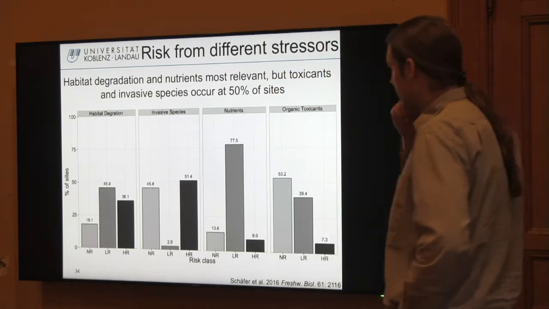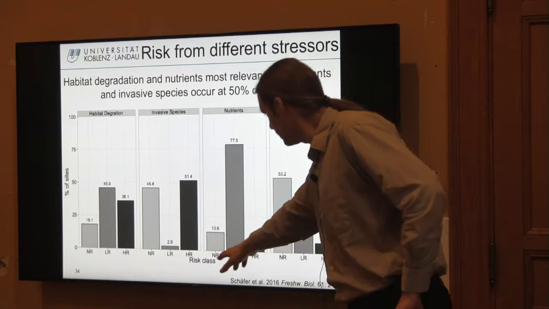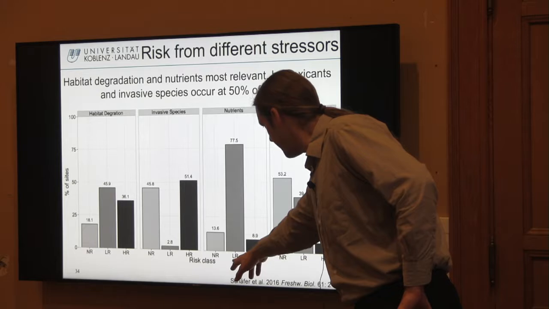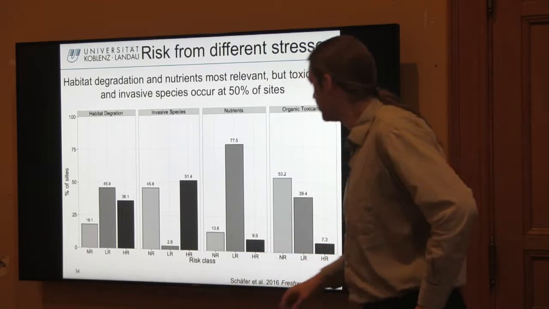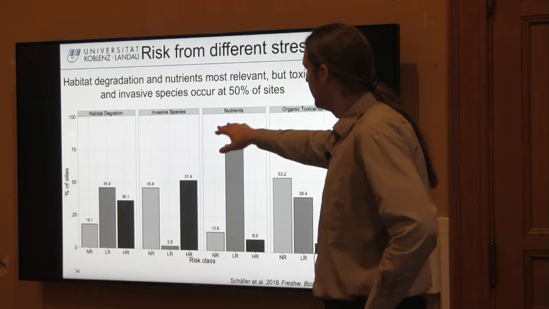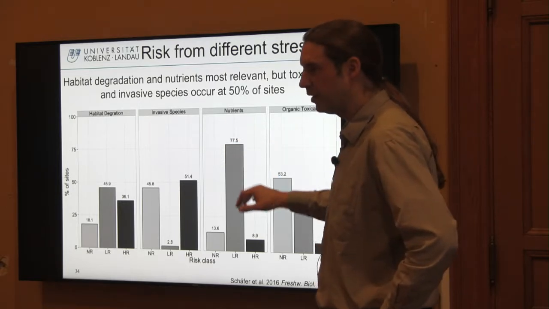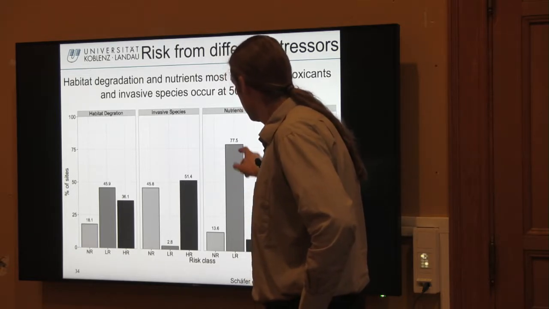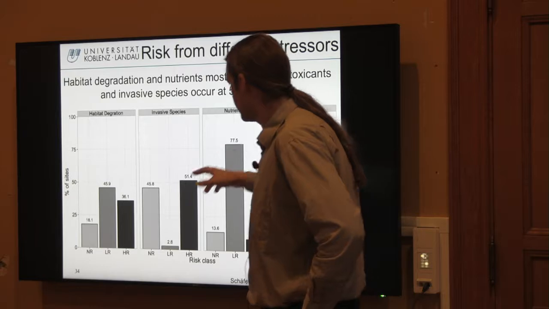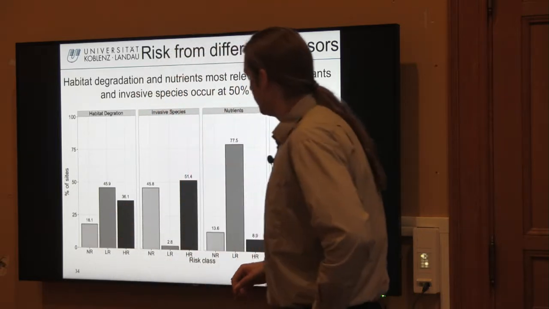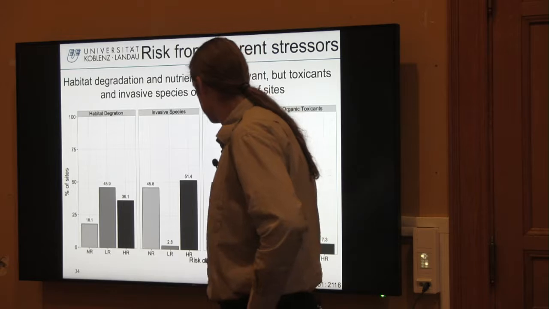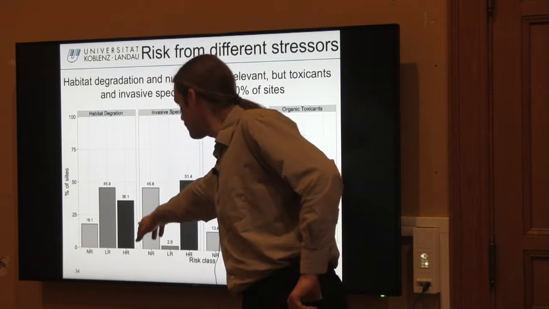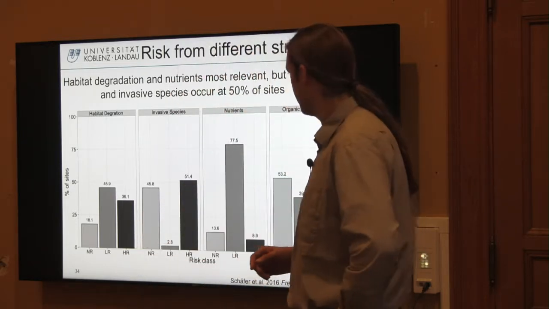What we found was, if you look, this is the risk classes. NR means no risk, LR is low risk, HR is high risk for the four different groups of stressors. We can see that definitely nutrients cause much concern in most of the sites, and habitat degradation. So both indeed affect almost 80% of the sites, habitat degradation at high risk almost 40%.